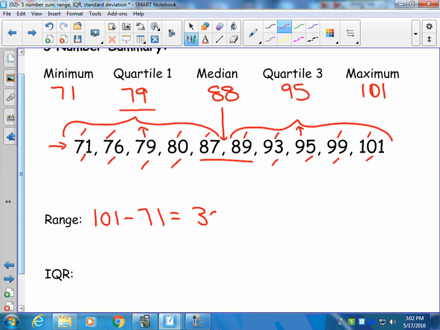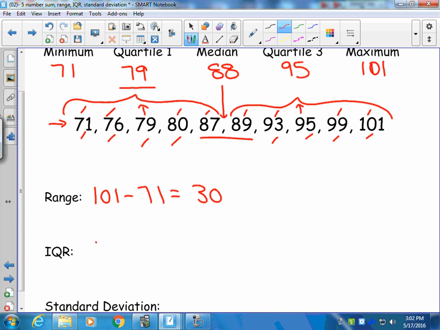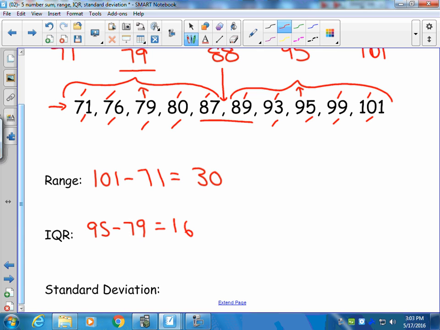Okay, so once again, finding all of our critical values, our range, upper value minus lower value. Okay, we've got a range of 30 units in between those two values. Okay, inner quartile range, 95 minus 79, not 78. Okay, so we've got 16. And then standard deviation is something that we use the graphing calculator to find.